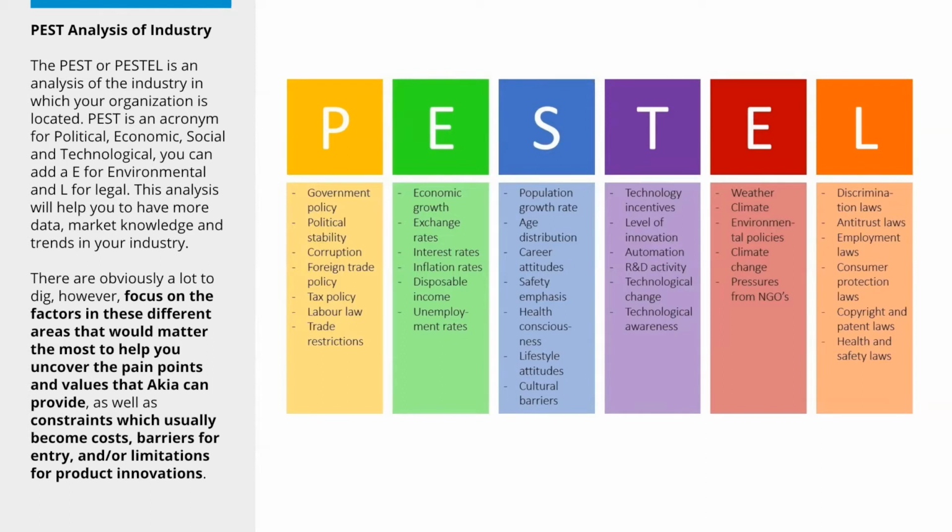And why is this useful? Because that helps you focus on the factors that may appear in any of those dimensions that would matter the most. It helps you identify the pain points, the values that Akia can provide, as well as sometimes constraints. If you enter a certain industry where, for example, legal regulation is really heavy, I'm not sure whether you want to enter that unless the solution itself can address that.